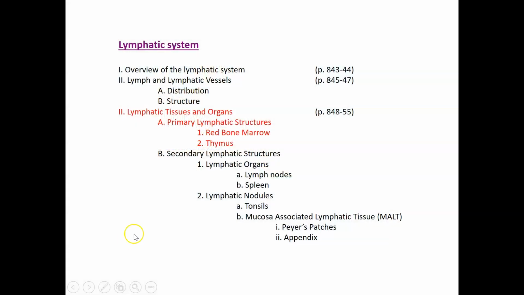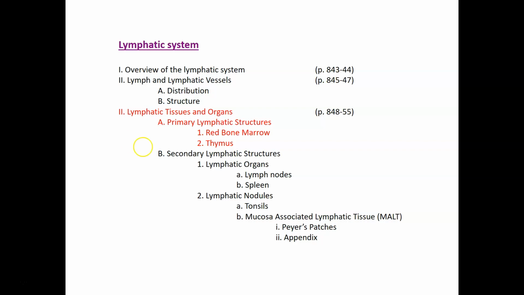And in this video, I'm going to be talking about this part of the outline, and this involves a discussion of the lymphatic tissues and organs. So these are structures in the body that are going to be involved in forming or maturing or housing immune system cells, the leukocytes.